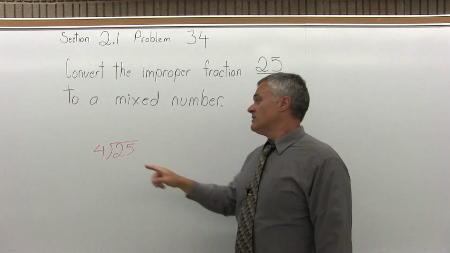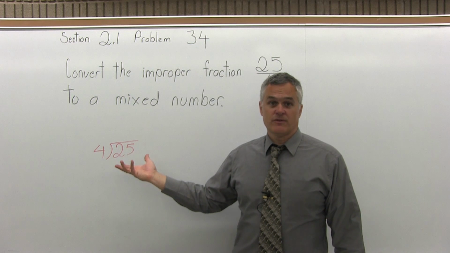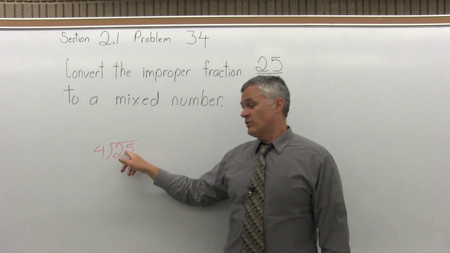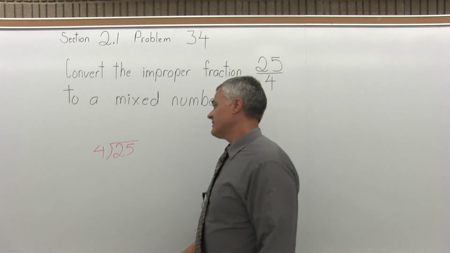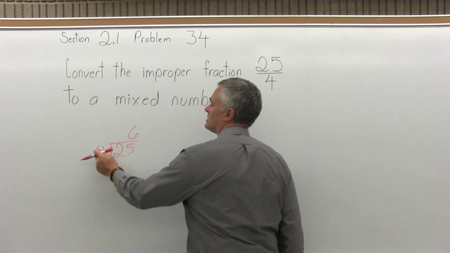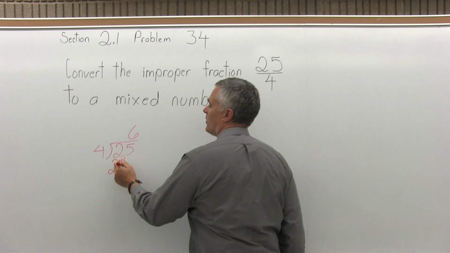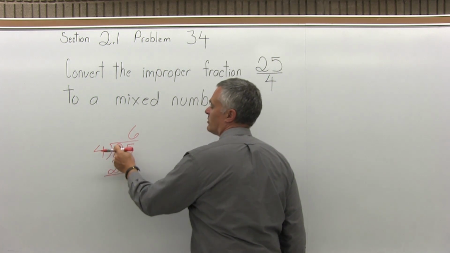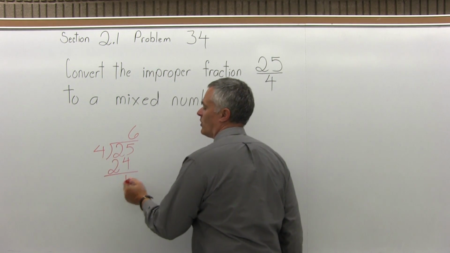So I can start by trying to divide 4 into 2. The 2 is not large enough to fit even a single 4, so I will divide the 4 into 25. And as close as I can fit it, it will be 6. 6 times 4 is 24, and I will subtract 25 minus 24 is 1.